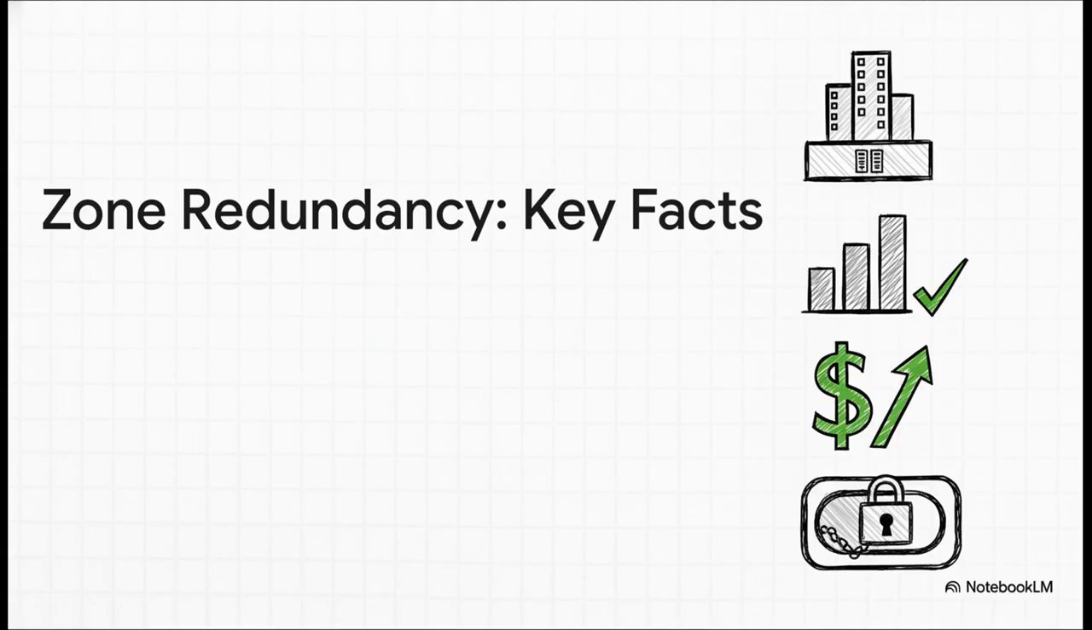The good news is it's available on all the service tiers, but it does cost more. And here's the big one. Once you enable zone redundancy on a cache, you can't turn it off. It's a one-way street, so you have to be sure you need it before you commit.